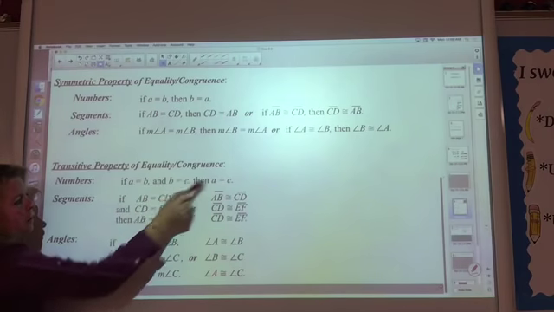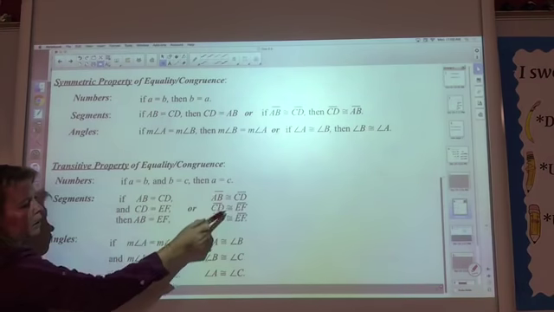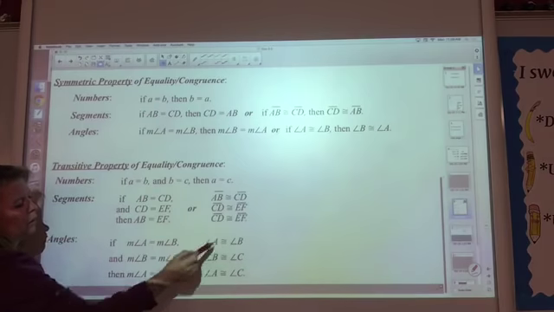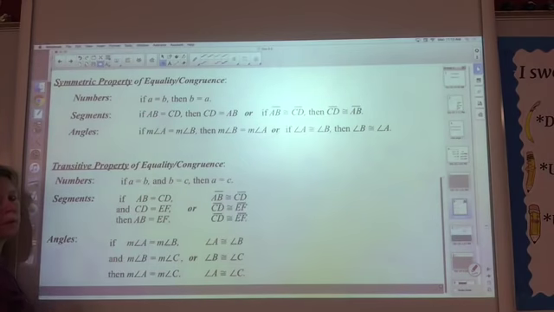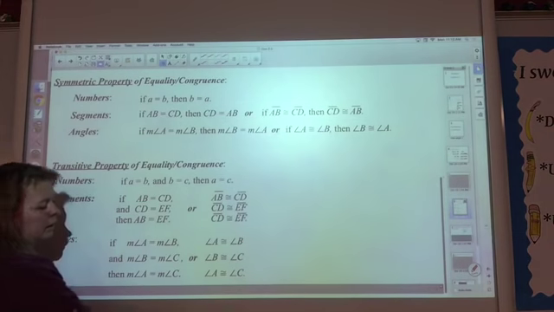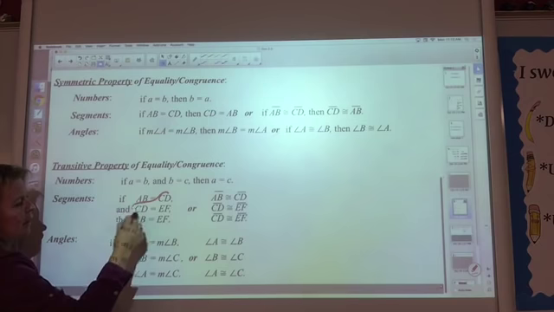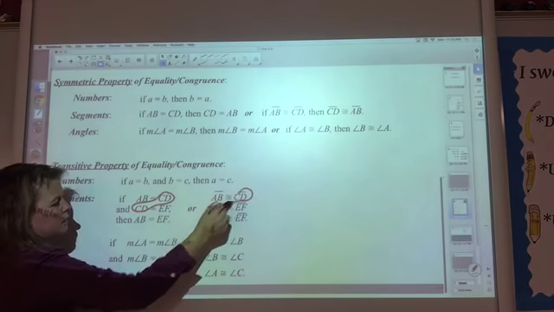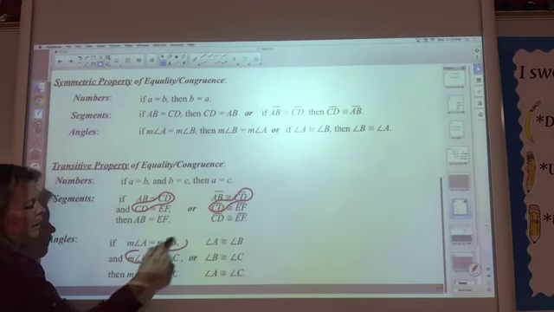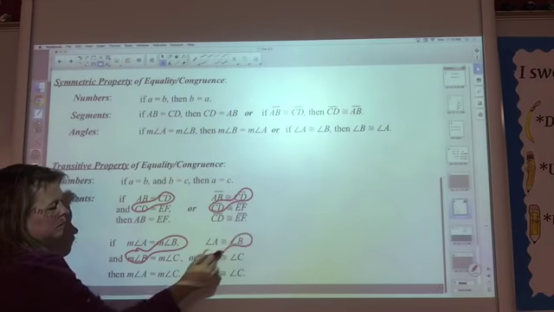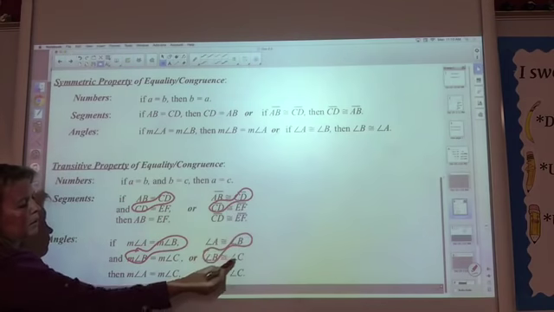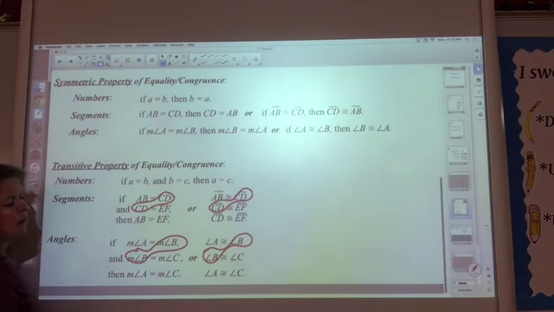Notice equals, equals, equals; congruent, congruent, congruent. You have to have three pairs of statements for this to work. And every time they have a common segment or a common angle. If A is congruent to B and B is congruent to C, then A and C are congruent. That's our transitive property.